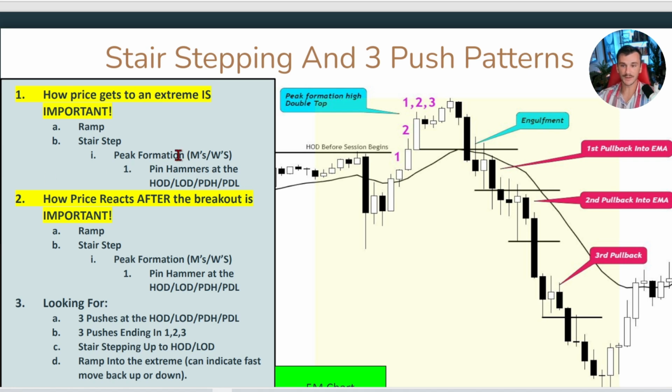So let's get into the stair stepping and 3 push patterns. Stair stepping could just be compared to stairs, either going up or going down, and that is either going to be to get to an extreme or once they come out of an extreme. So in this case, this is not necessarily a stair step, but more of a 1-2 sideways, 3, ending in a 1-2-3 and resulting ultimately in a peak formation high.